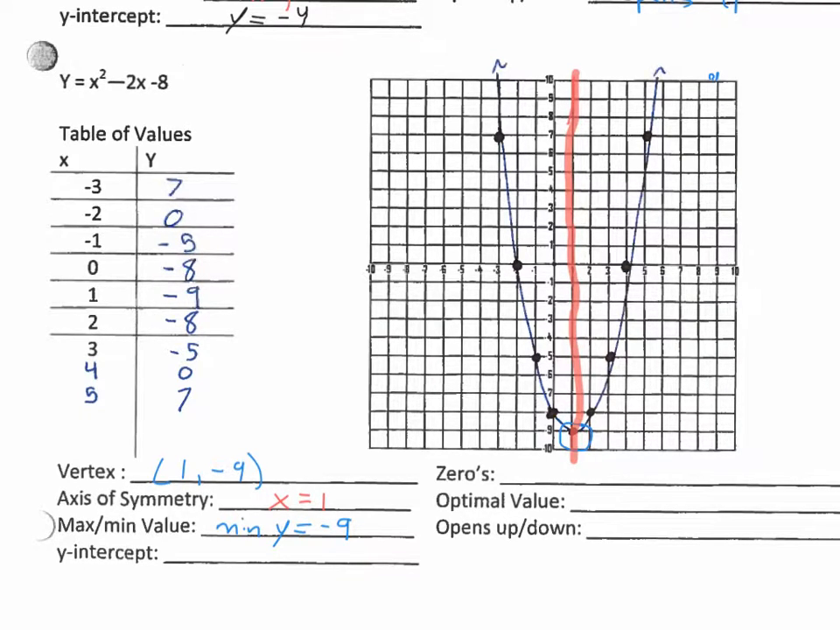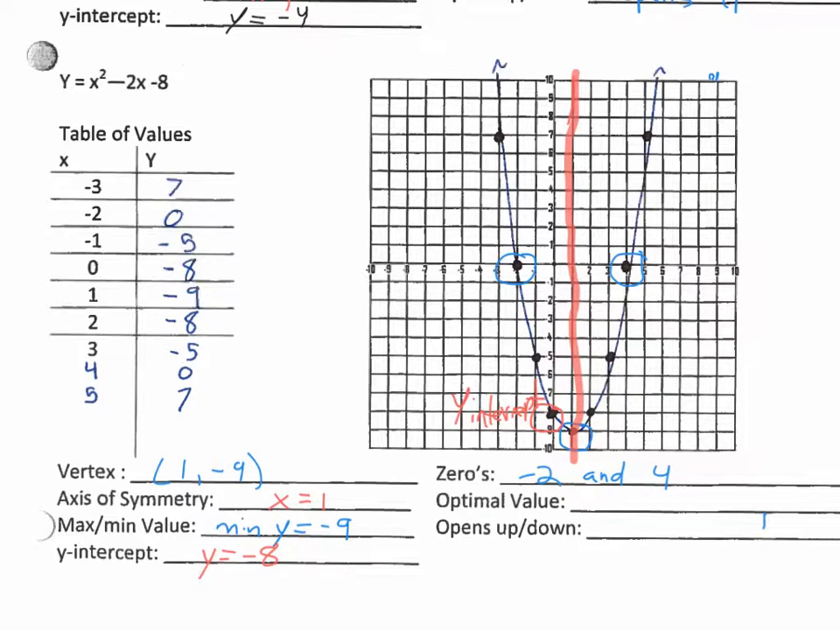The y-intercept, where the parabola crosses the y-axis, is right here. This is the first time we've seen our y-intercept not at the vertex. Our y-intercept is y equals negative 8. Zeros, where the parabola crosses the x-axis, there's two, and there's always two. One of them is at negative 2, that's right here. The other one is at 4, and that's right here.